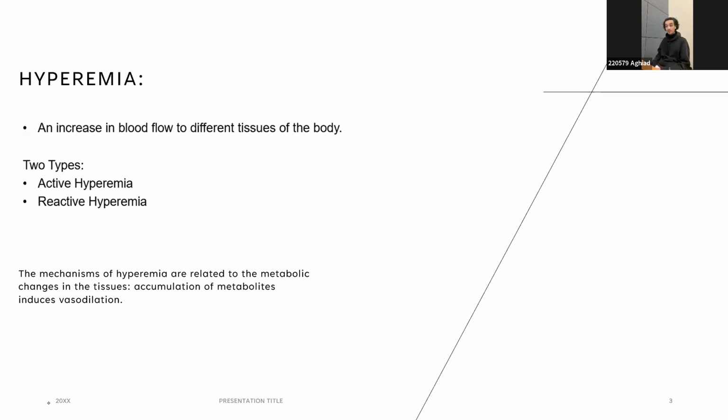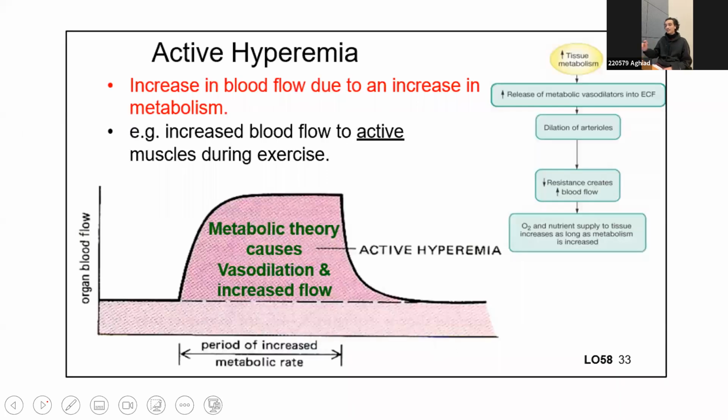Now, the mechanisms of hyperemia are related to the metabolic changes in the tissues. So accumulation of metabolites induces vasodilation. What that means is basically, if the tissue works more, it releases more metabolites because its metabolism is increasing. And so these metabolites just signal for the body to give us more blood, to wash out these metabolites, as my colleague has said. And so you have two mechanisms of such increase. So active hyperemia is basically an increase in blood flow due to an increase in metabolism.